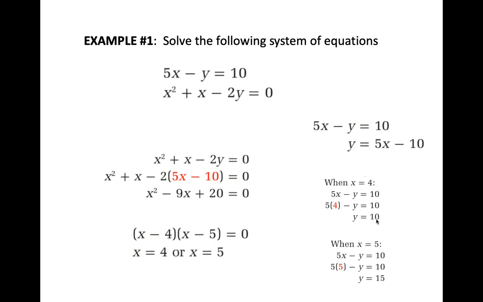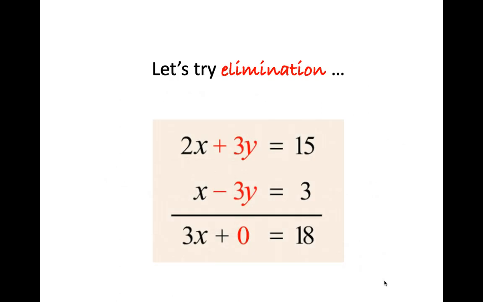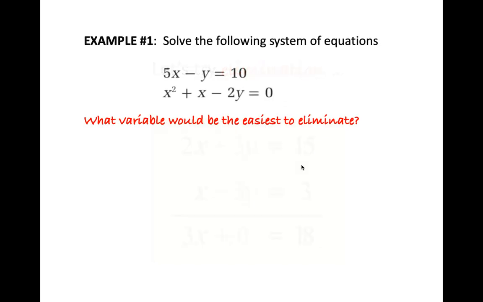I can also use it where x is a 5 and I plug it in and find out that in this case, the y would be a 15. So another solution, 5 comma 15. Now, we could have also tried elimination with this particular scenario. So let's see what that one would look like.